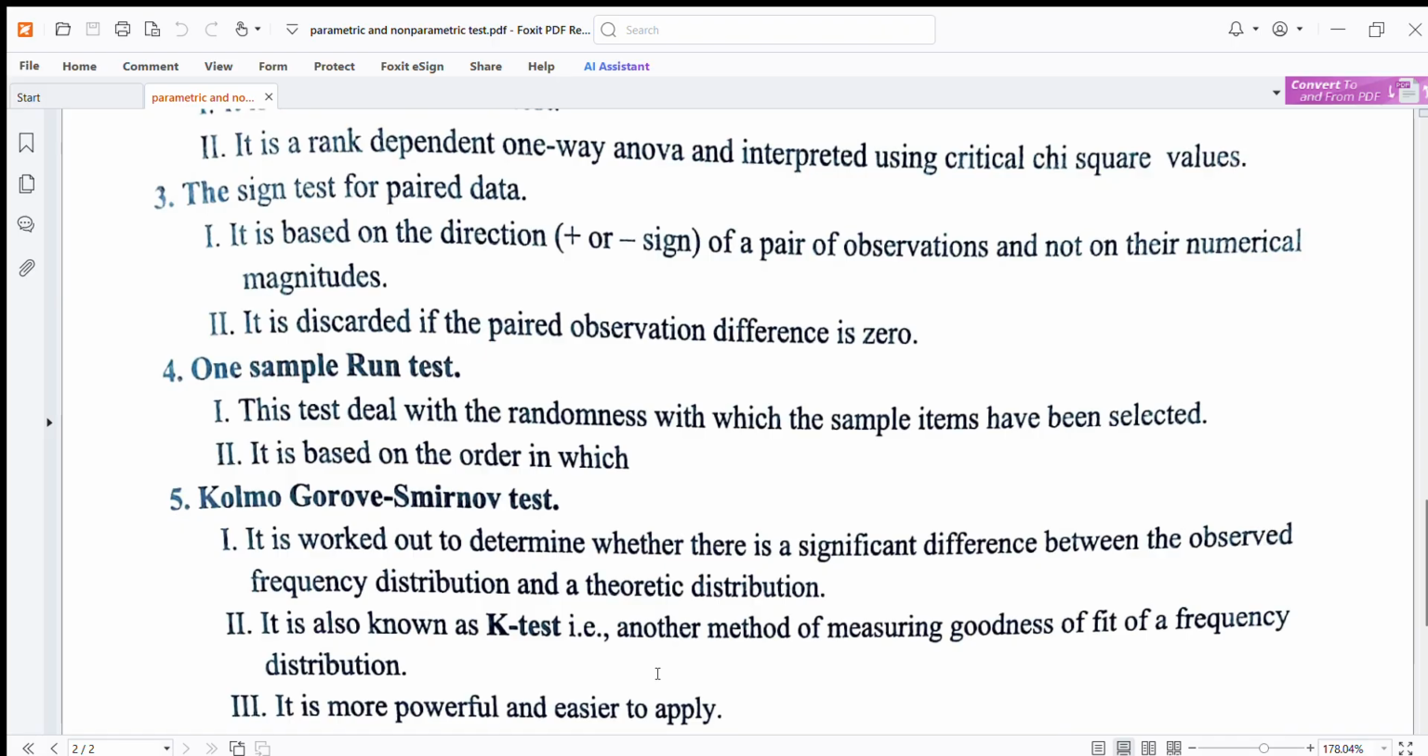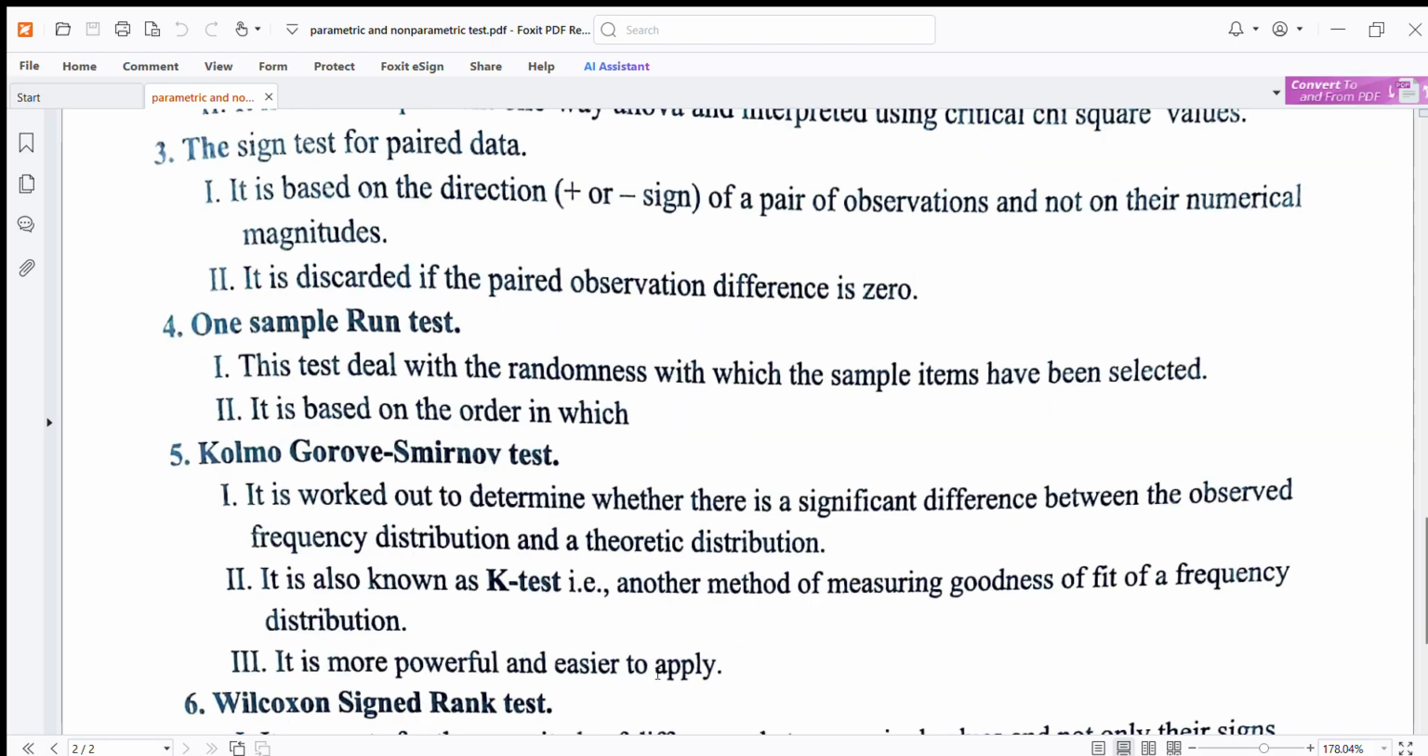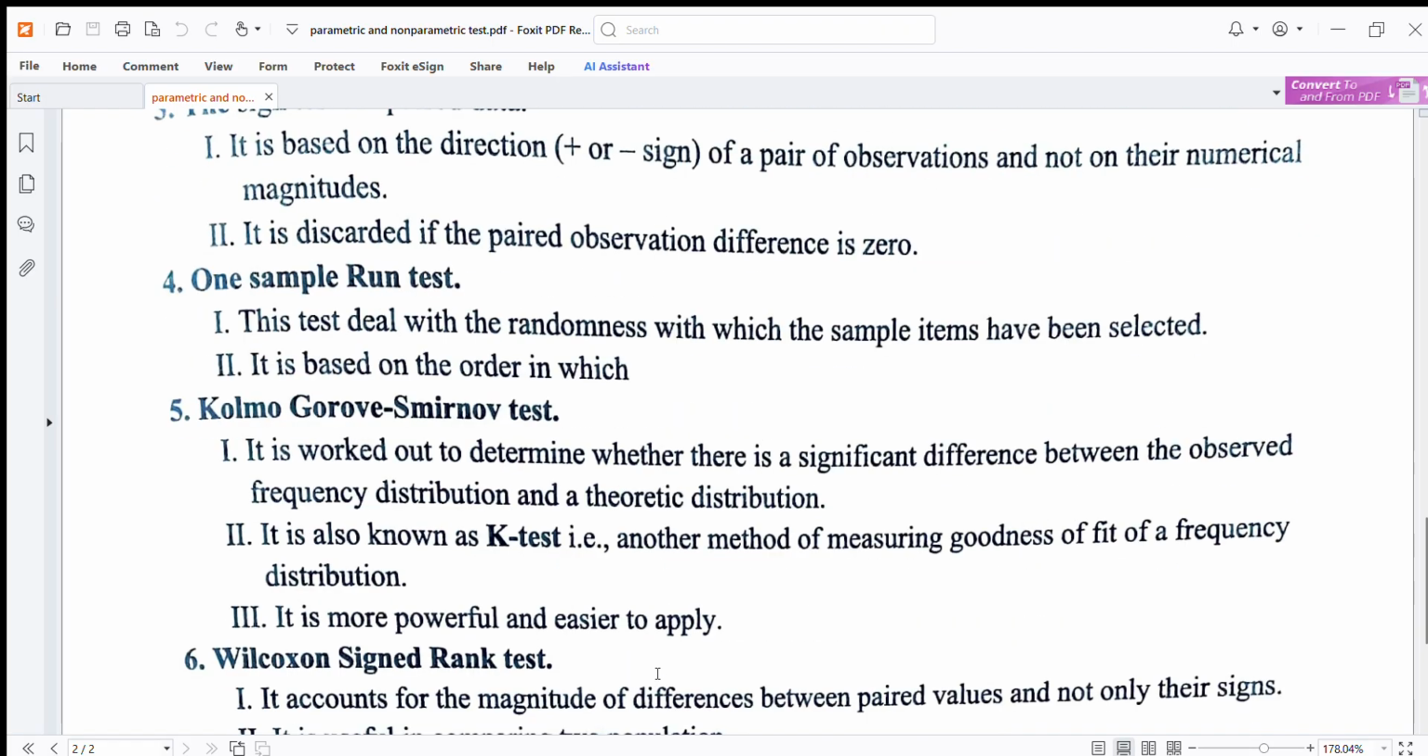Kolmogorov-Smirnov test. It is a non-parametric test, worked out to determine whether there is a significant difference between the observed frequency distribution and the theoretical distribution. It is also known as the K test. Another method of measuring goodness of fit of the frequency distribution. It is more powerful and easier to apply.